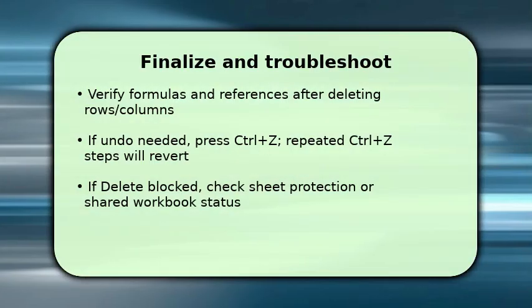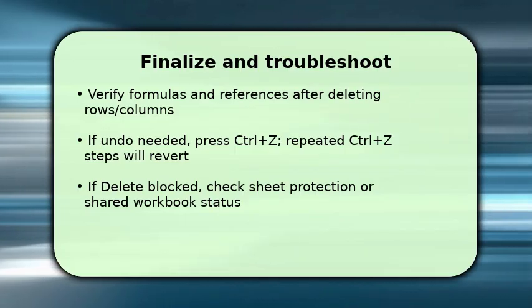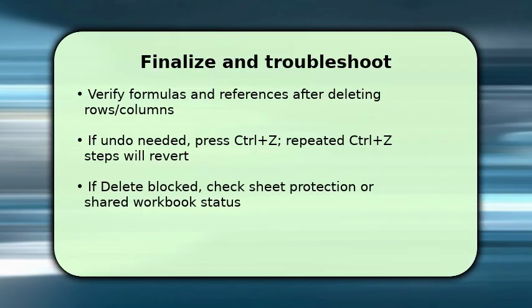You finish by checking nearby formulas and cell references to ensure nothing shifted unexpectedly. Deleted rows can change formula ranges. If something went wrong, immediately press Ctrl+Z to undo the deletion. You can repeat Ctrl+Z for multiple steps. Make sure to save a copy before big deletions.